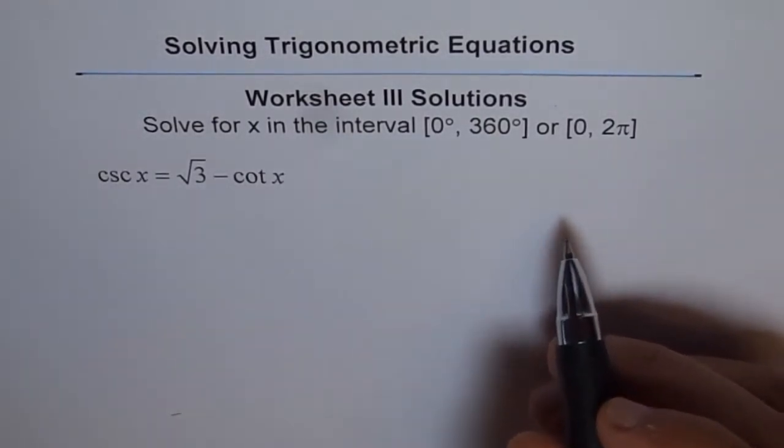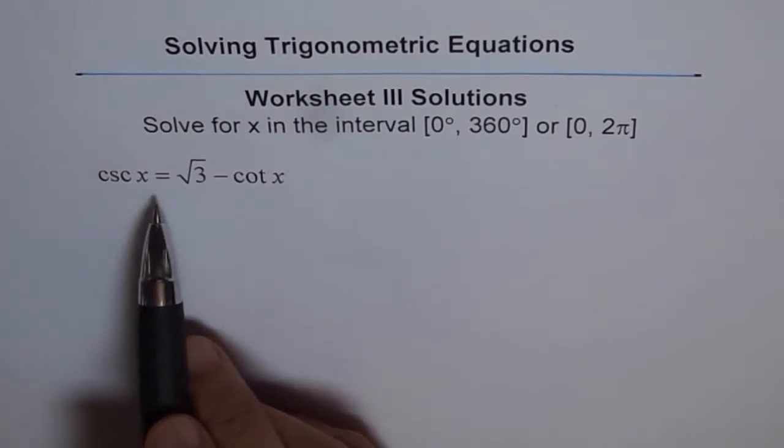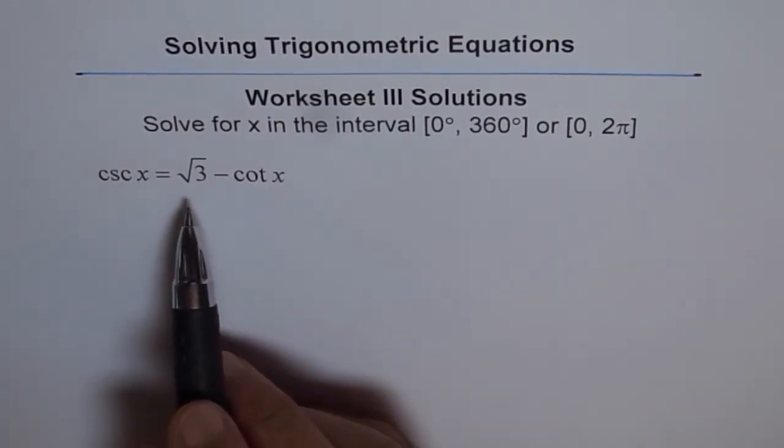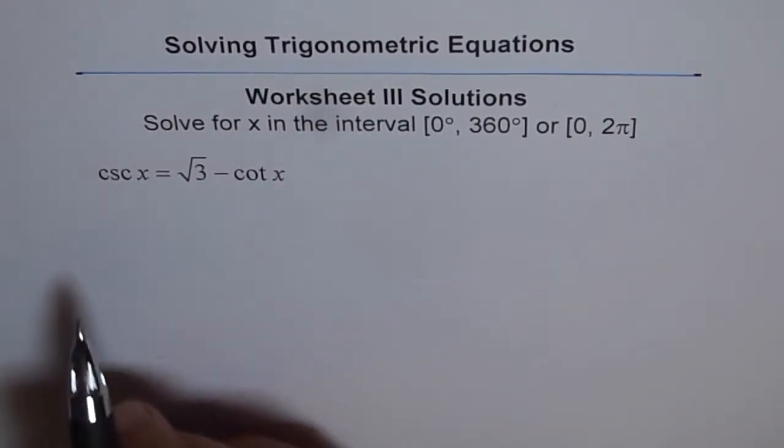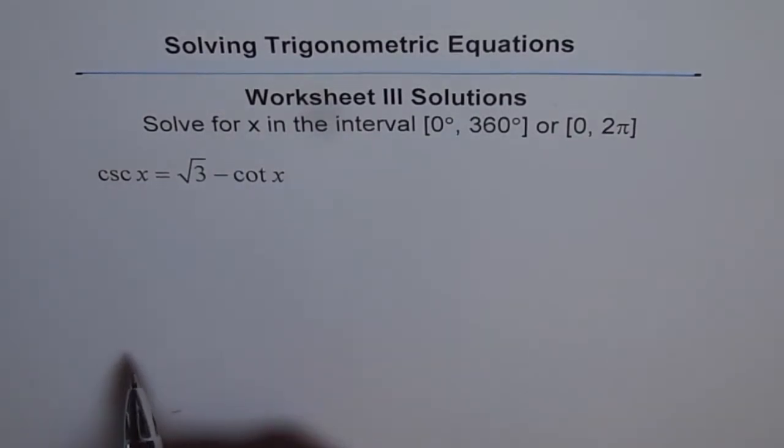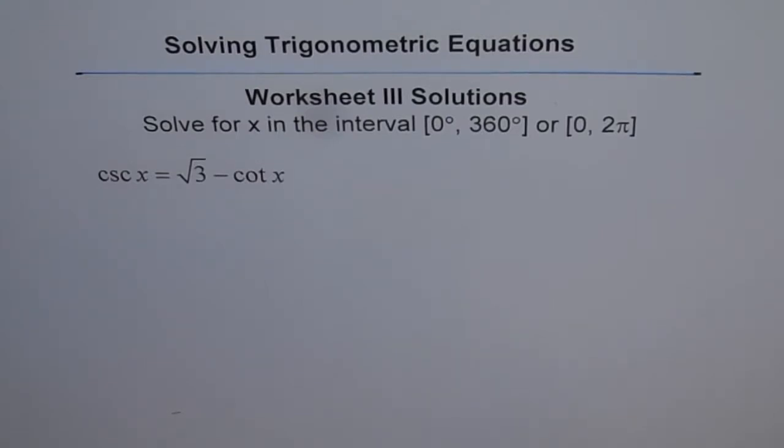Now, here is a very interesting question. Cosecant x equals square root of 3 minus cotangent x. Well, this is probably the only one in my worksheet which has the secondary trigonometric ratios, right? And it is a very important problem which I've seen in many test papers. So go through it very carefully.